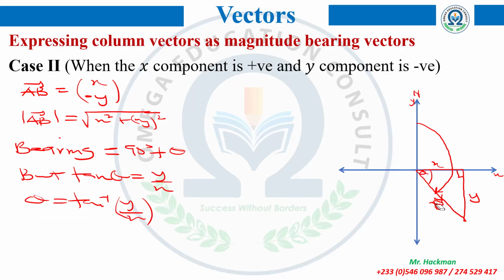So this vector here, let me see if I can correct. Yes, please. So this vector here is AB.